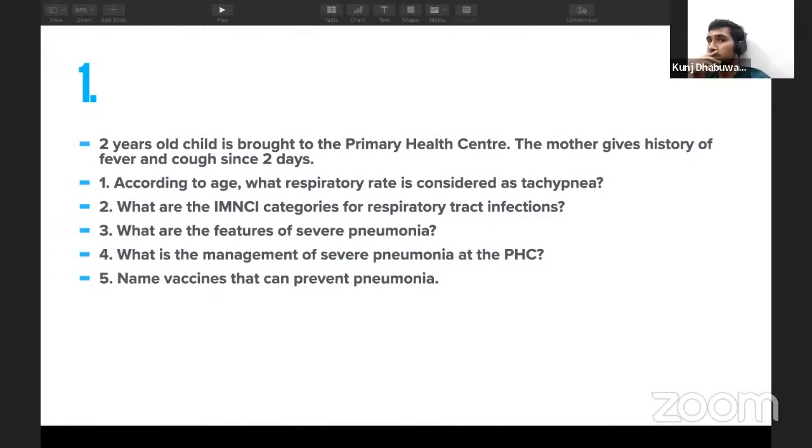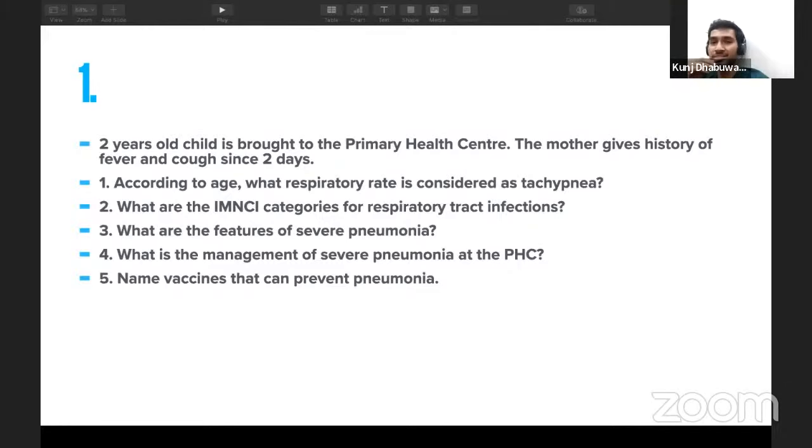Acute respiratory distress, like grunting, chest retractions, and tachypnea, more than as per the age. Tachypnea is a feature of pneumonia. What else? Grunting. Your time's running out. You already finished 90 seconds.